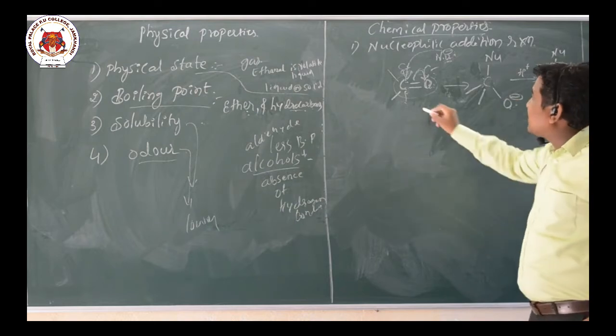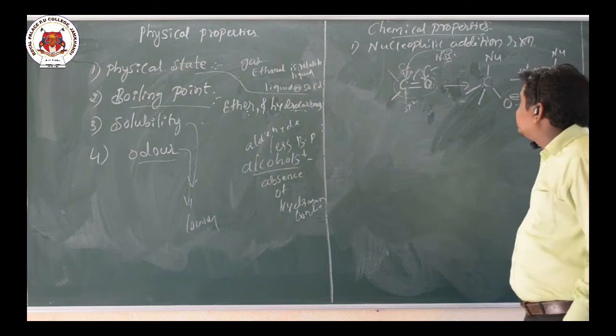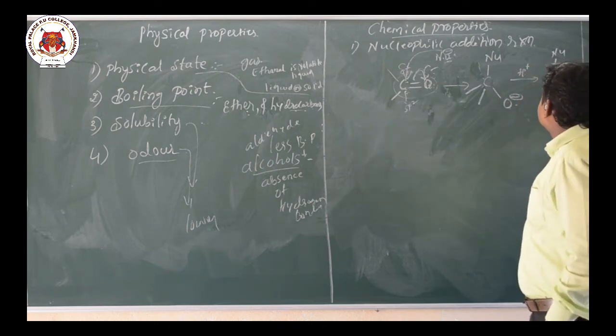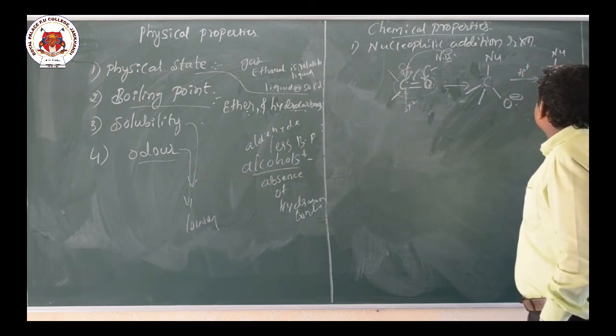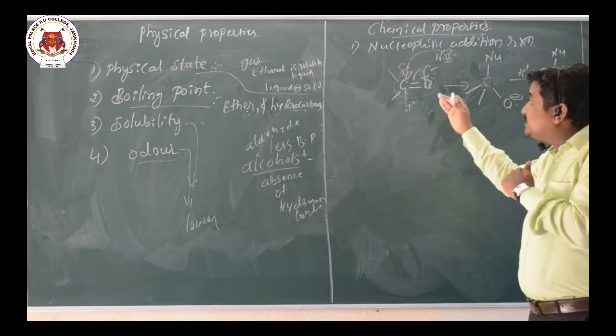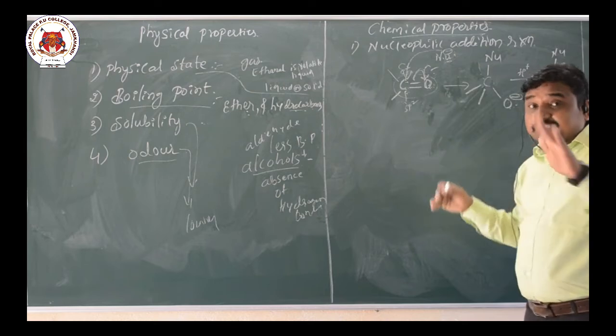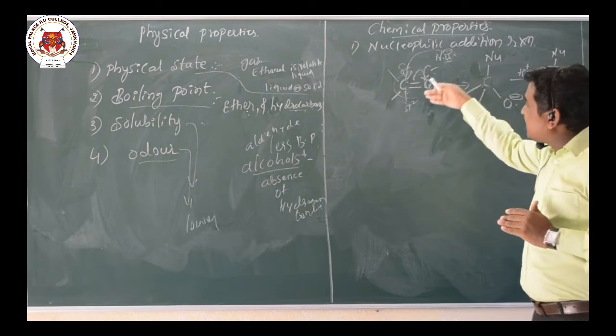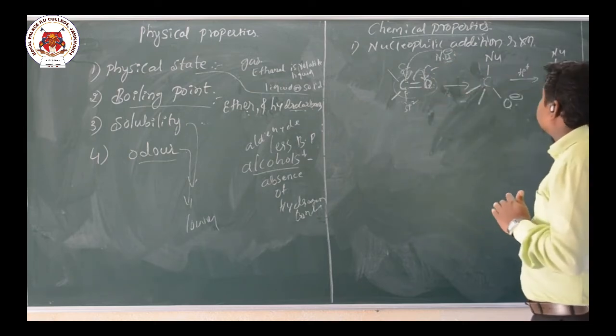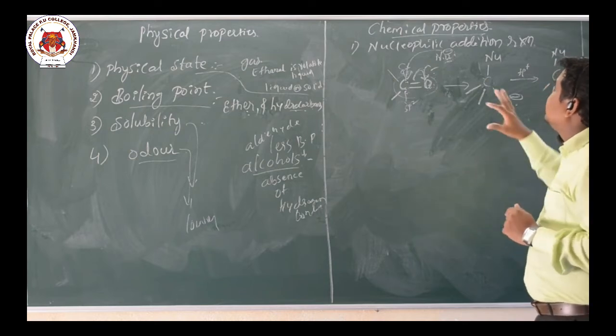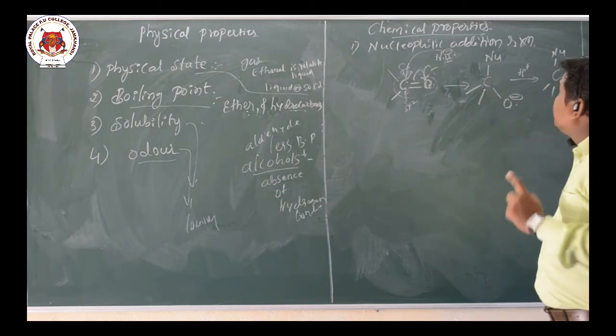Here the carbon atom has sp2 hybridization. After the attack, this carbon undergoes sp3 hybridization. So the hybridization changes from sp2 to sp3, and the structure changes from trigonal planar to tetrahedral. So this is the general mechanism of the nucleophilic addition reaction.